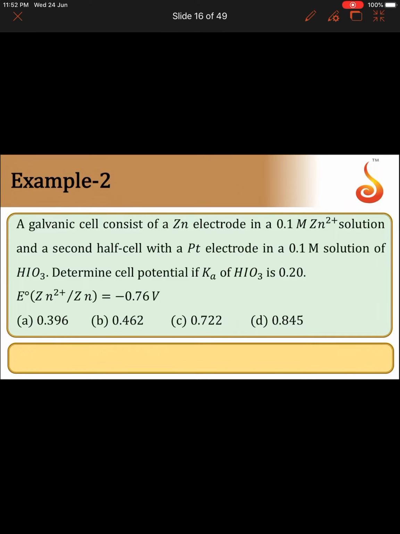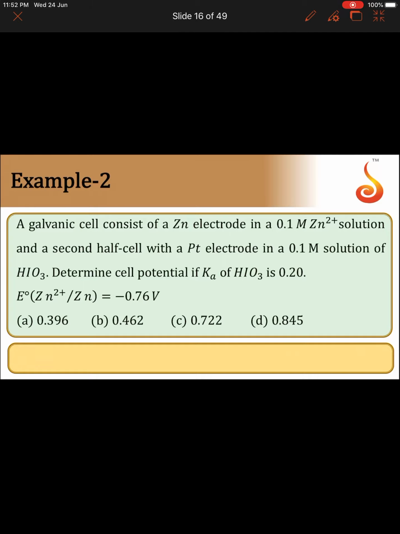A galvanic cell consists of a zinc electrode in a 0.1 molar Zn2+ solution and a second half cell with a platinum electrode in a 0.1 molar solution of HIO3. Determine the cell potential if Ka of HIO3 is 0.2 and the reduction potential value of Zn is minus 0.76 volts.